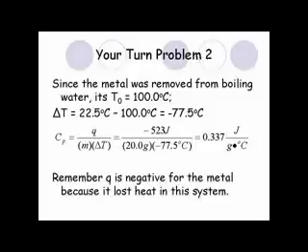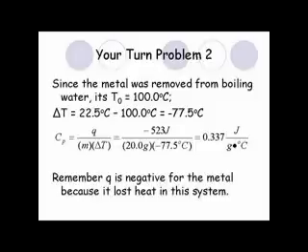So we take our value for Q, divided by the product of the mass times the change in temperature. So minus 523 joules divided by 20 grams, and then take that value and divide it by minus 77.5 degrees Celsius, and you get a specific heat for the metal of 0.337 joules per gram times degrees Celsius. Now, because you have a negative Q value and a negative temperature change, those cancel, and you're left with a positive value for specific heat.